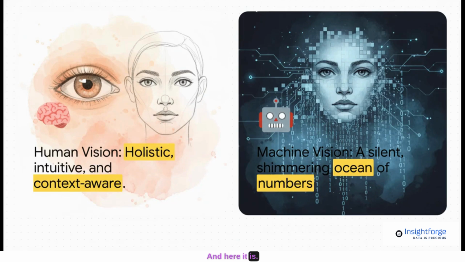And here it is. This is the core challenge right here. On the left, that's our world. It's holistic, it's intuitive, it's immediate. And on the right, that's the computer's world, just a cold, logical grid with millions of numbers. The entire story of computer vision is about bridging this huge, huge gap.